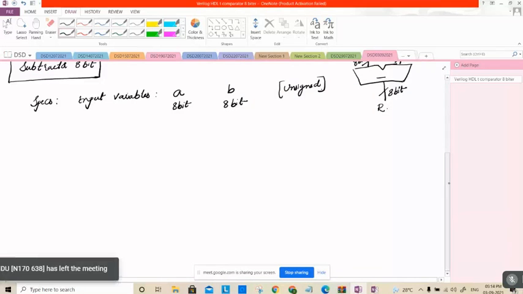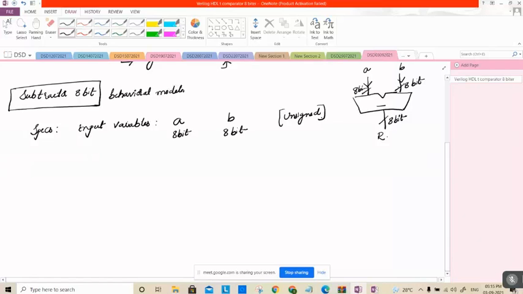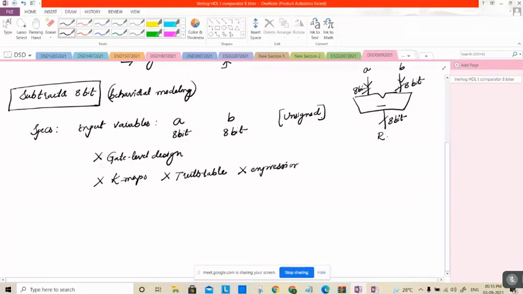Now, the code for the subtractor is to be written in behavioral modeling. Whenever it is behavioral modeling, as I told you earlier, there is no necessity for gate level design. Gate level design is not required. You need not think of K-maps, truth tables, or expressions. These are not required.